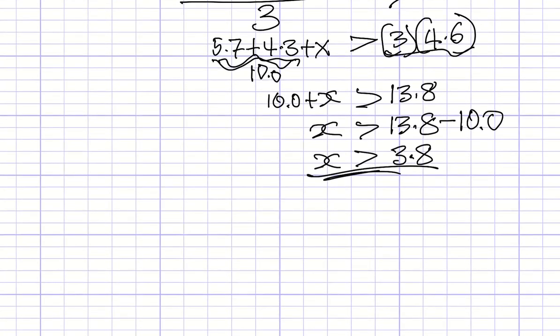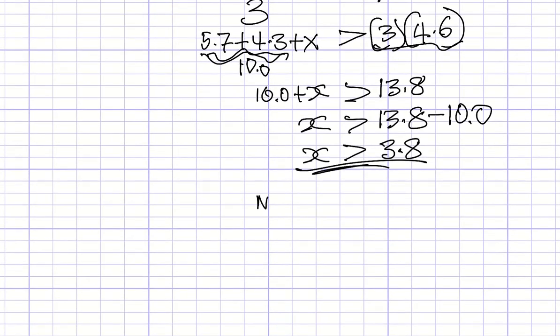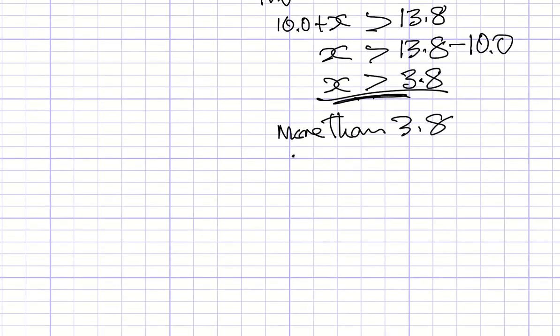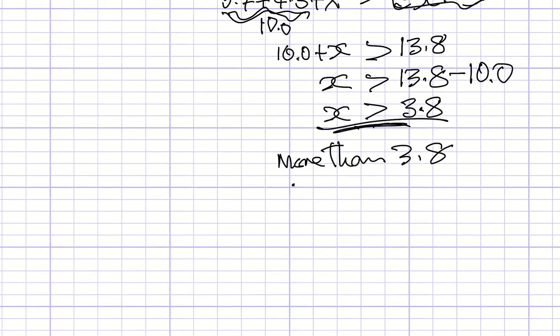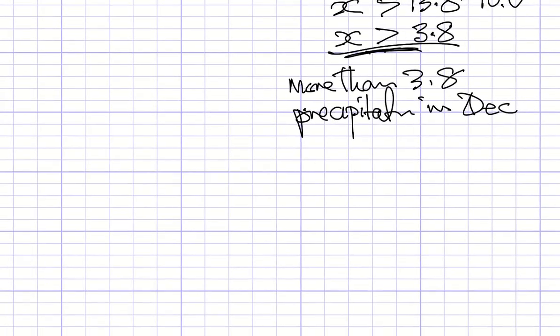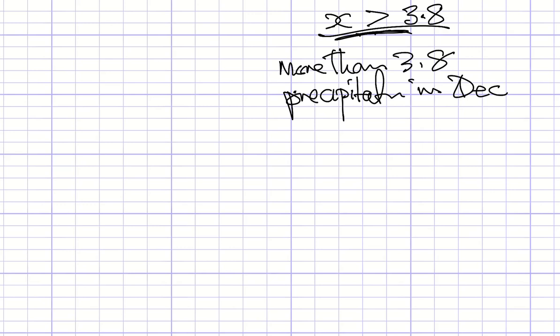So that means more than 3.8. There will be more than 3.8 precipitation in December. For the condition to hold, there has to be more than that. So that's what they're saying. We're going to move on to the next one. Let me get the next one ready.